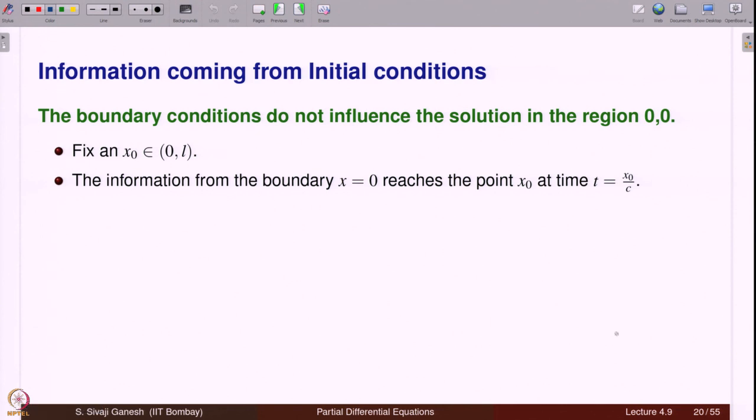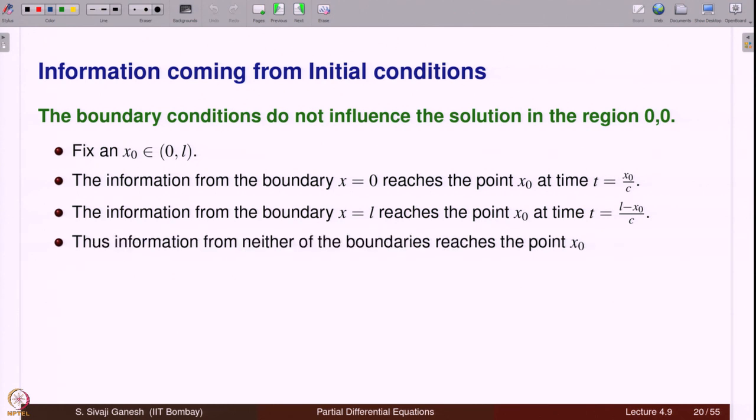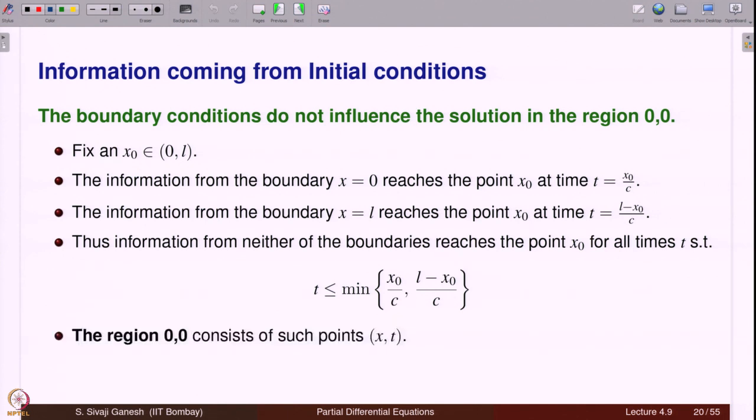For example, let us draw this, we will draw the picture at the end. And the information from the boundary x equal to L reaches the point x naught at time, because the distance to the boundary is L minus x naught and speed is c, therefore L minus x naught by c is the time taken. Thus, information from neither of the boundaries reaches the point x naught for all times t which is less than or equal to the minimum of these two times. Information does not reach x naught, and the region consists of such points x, t.